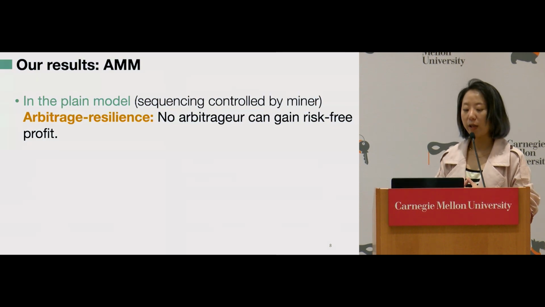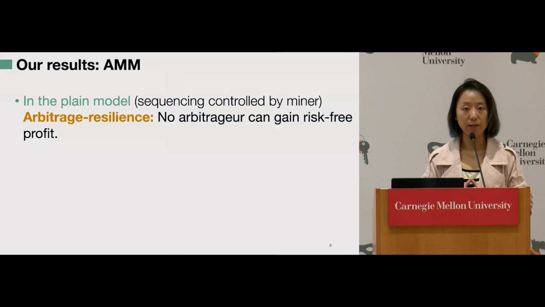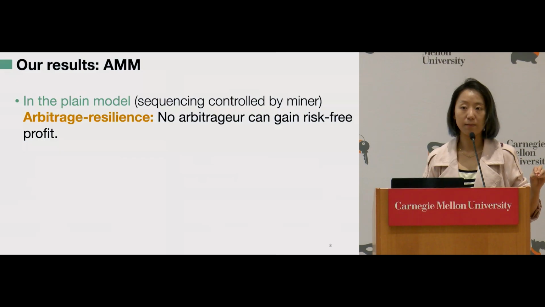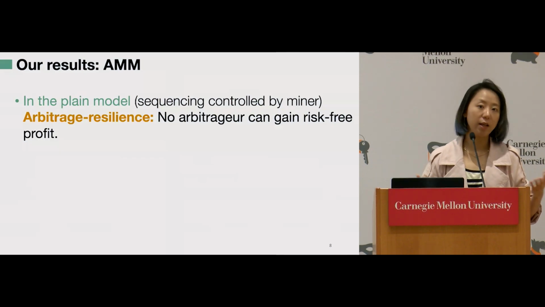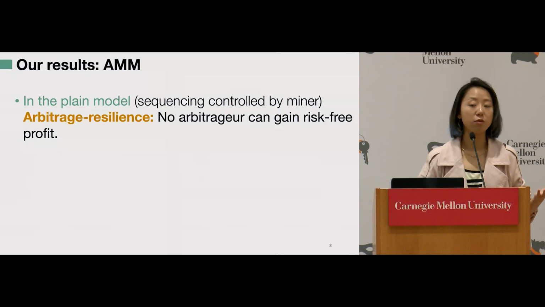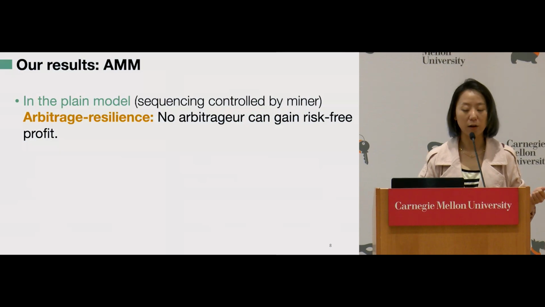In the plain model, we achieve arbitrage resilience, meaning that no arbitrager, no matter whether they're users, miners, or miner-user coalition, can gain risk-free profit, as in the attack we saw at the beginning of this talk. If an arbitrager gains apple or gains cherry, it must lose apple. And this was also called no risk-free return in Ferreira and Park's work.